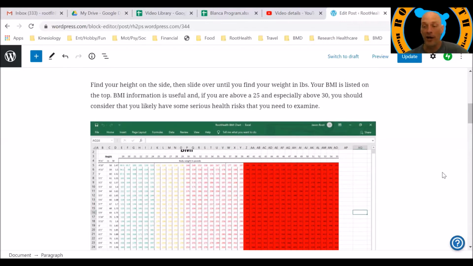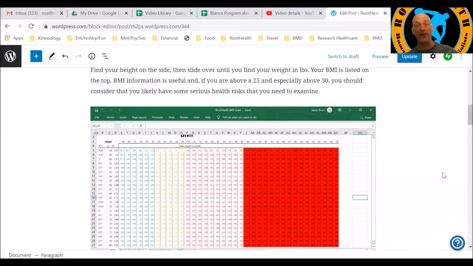To find out your BMI, you can either look up the calculation for BMI and use your height and weight, or you can just look on this chart that I have right here. As you go through the article, you can look up that chart, or you can just look up a BMI chart online. You find your height on the side and then slide over until you find your weight in pounds, and your BMI is listed on the top using this chart.